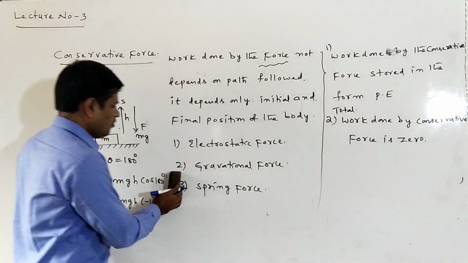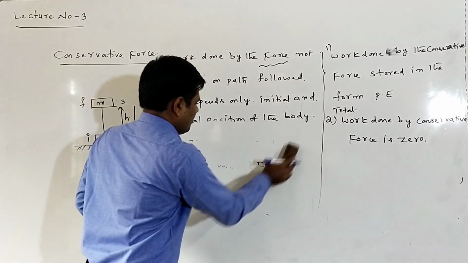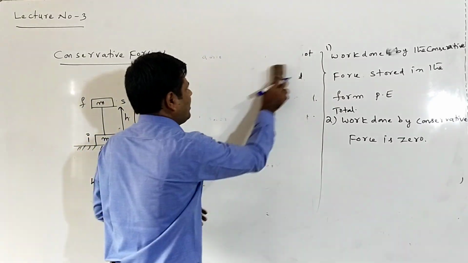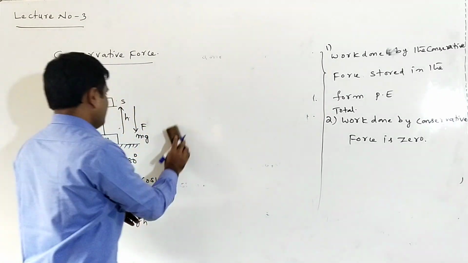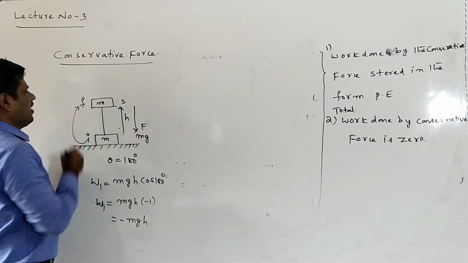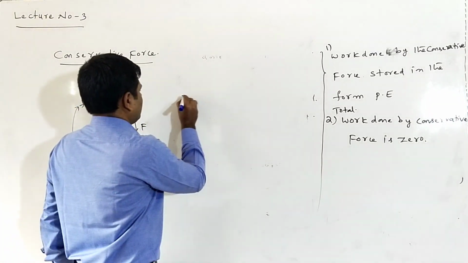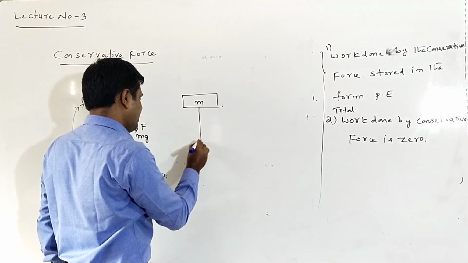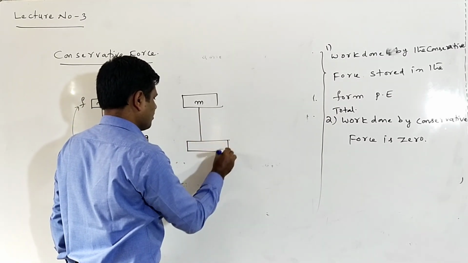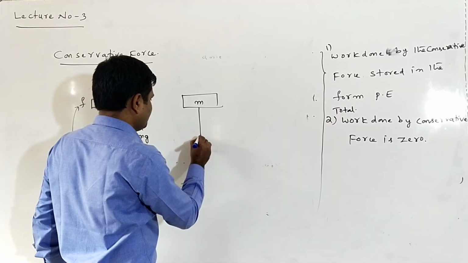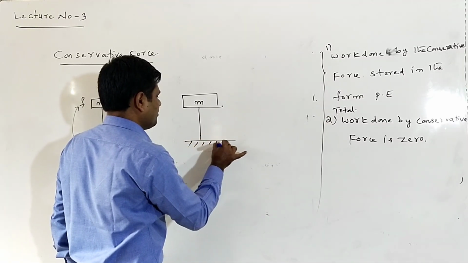Now the body is moving in the downward direction. What is the work done? Here it is going from initial to final and coming from final to initial. Suppose the body is coming from the final position again to the initial position. Here the body is coming from final to again which position? Initial position.